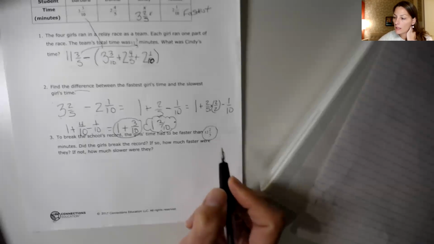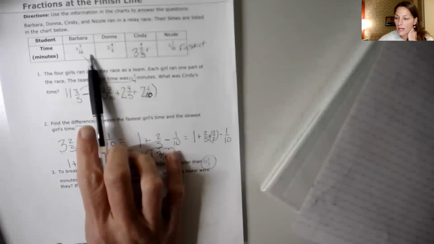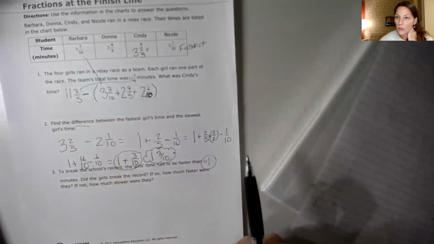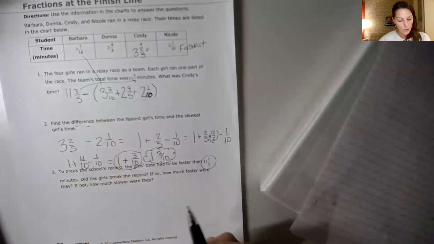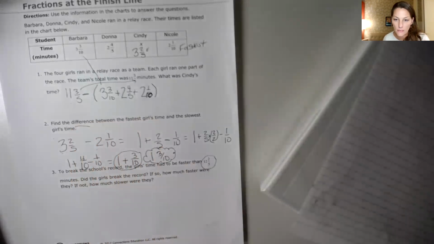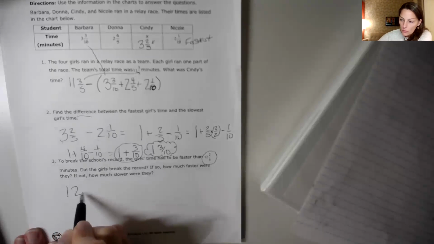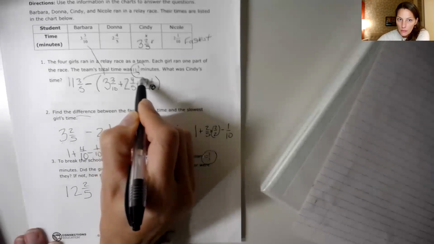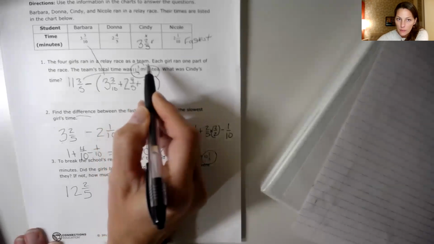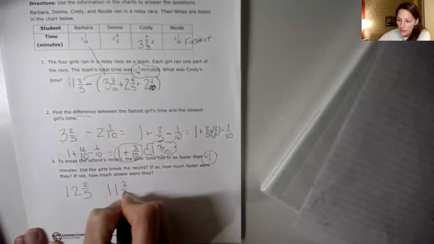Okay, well, let's do this. We have to take Cindy's time and we have to add all the girls' times up to see if they were the fastest. Okay. So let's set that up. Okay, so let's compare. 12 2/5 was the school record. Remember up here, the girls' total time, they already gave it to us. All right, was 11 3/5.